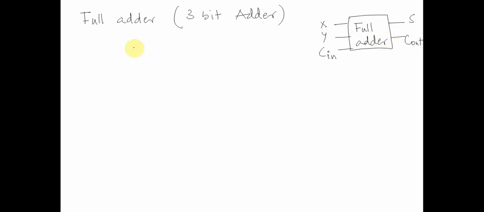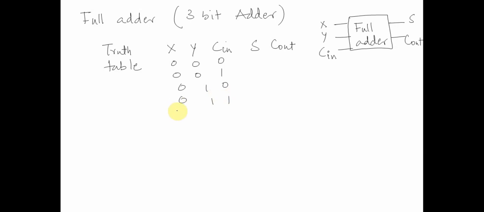So what's the first step? The first step is that we draw a truth table for this particular logic. The truth table would have inputs x, y, carry in, and outputs sum and carry out. The possible combinations are 000, 001, 010, 011, 100, 101, 110, and 111. Sum for this is 0 with carry 0. Sum of this is 1 with carry 0, 1 with carry 0. Sum is 0 with carry 1, 1 with carry 0, 0 with carry 1, 0 with carry 1, 1 with carry 1. Right? And what do we see over here?